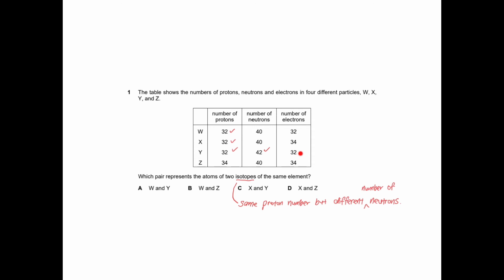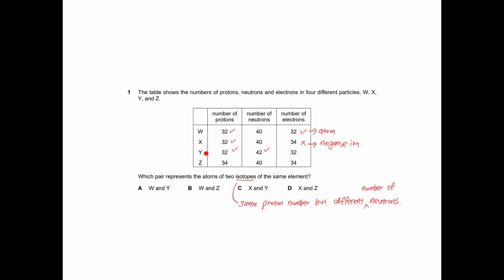So for element W, it has the same number of protons and the same number of electrons, which means this is an atom. But if you look at the second element, element X, we have 32 protons, but we have 34 electrons. When electrons are more than protons, it is a negative ion. So this is not accepted because the question looks for atoms, not ions. So X is hence eliminated.